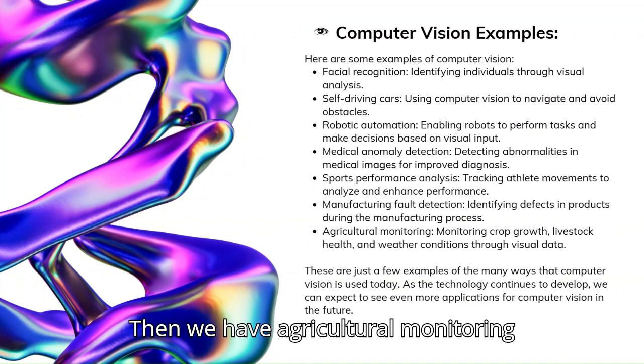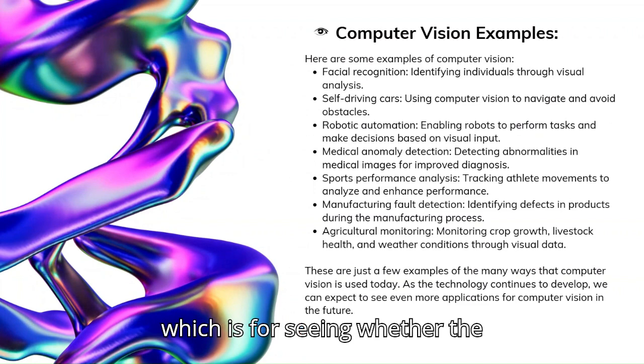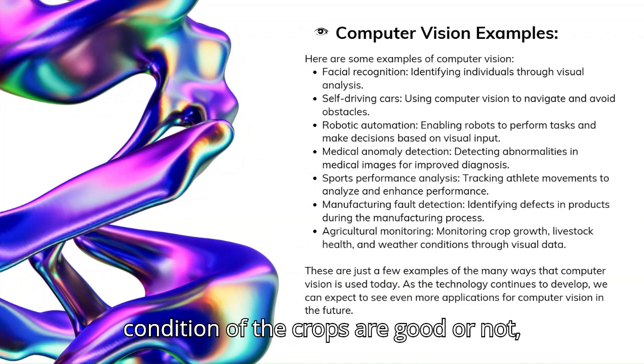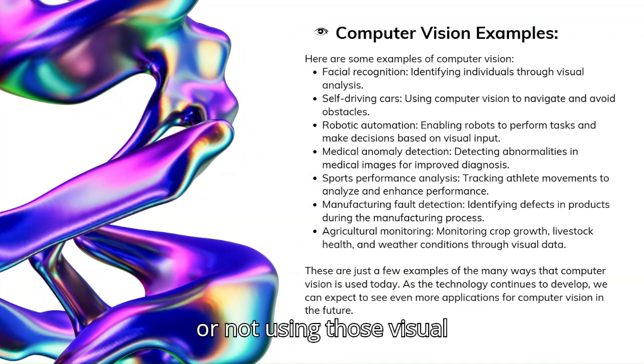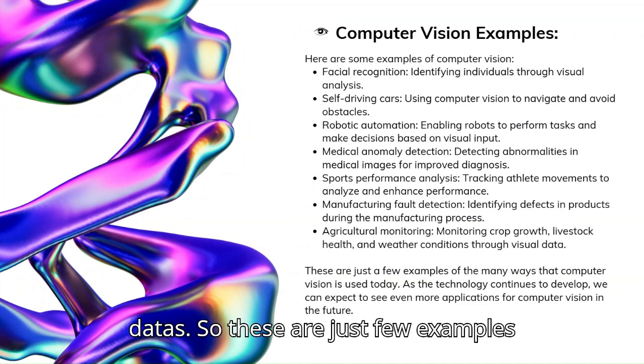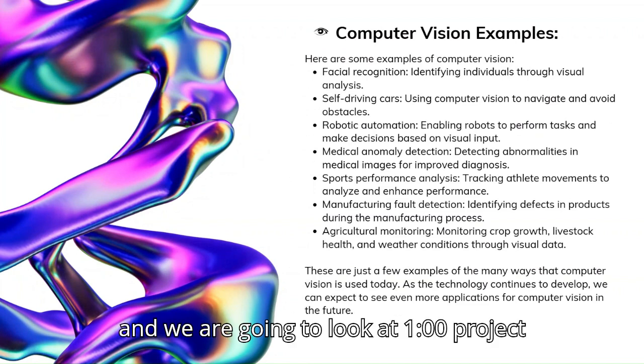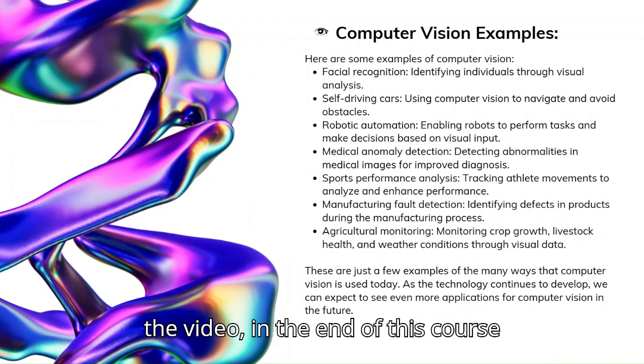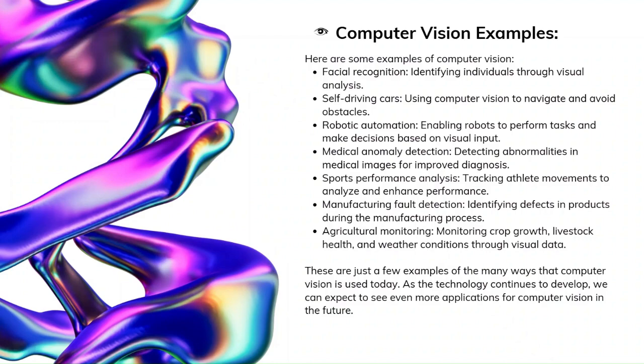Then we have agricultural monitoring, which is for seeing whether the condition of the crops is good or not, whether the weather condition is perfect or not, using those visual data. So these are just a few examples, and we are going to look at one project and also a lot of examples at the end of this course, of course.